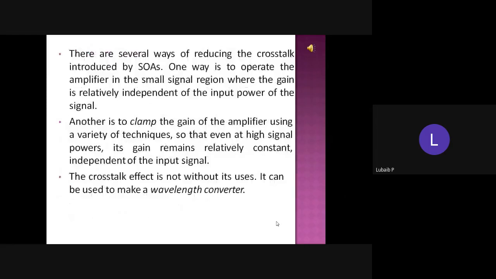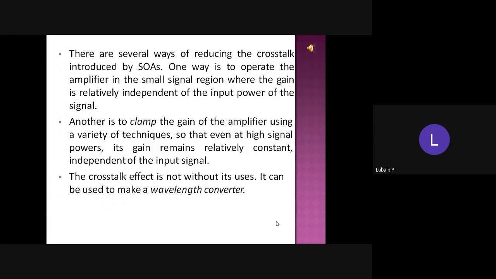There are several ways of reducing the crosstalk introduced in semiconductor optical amplifiers, which we discussed previously. One way is to operate the amplifier in the small signal region, where the gain is relatively independent of the input power of the signal. That is a method to overcome or eliminate crosstalk, because in the small signal region the gain of the amplifier is independent of the power of the signal. That's why we can eliminate the effect of crosstalk.